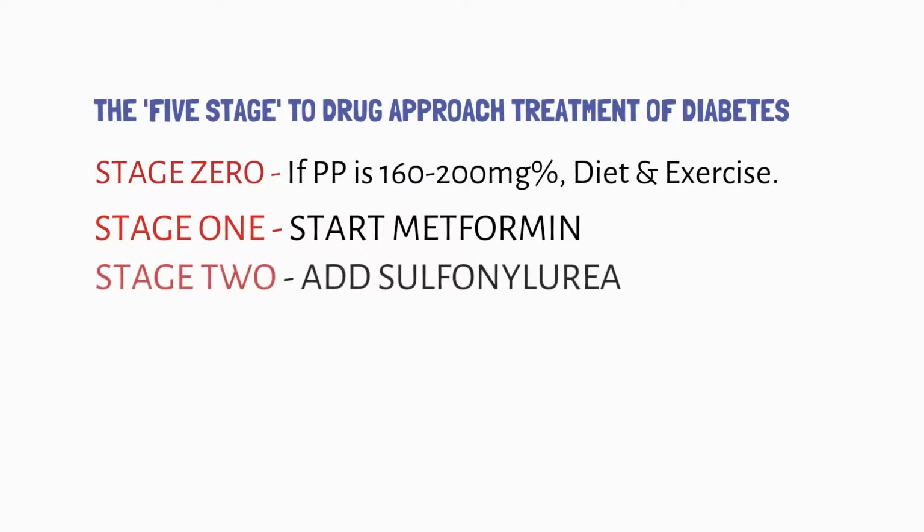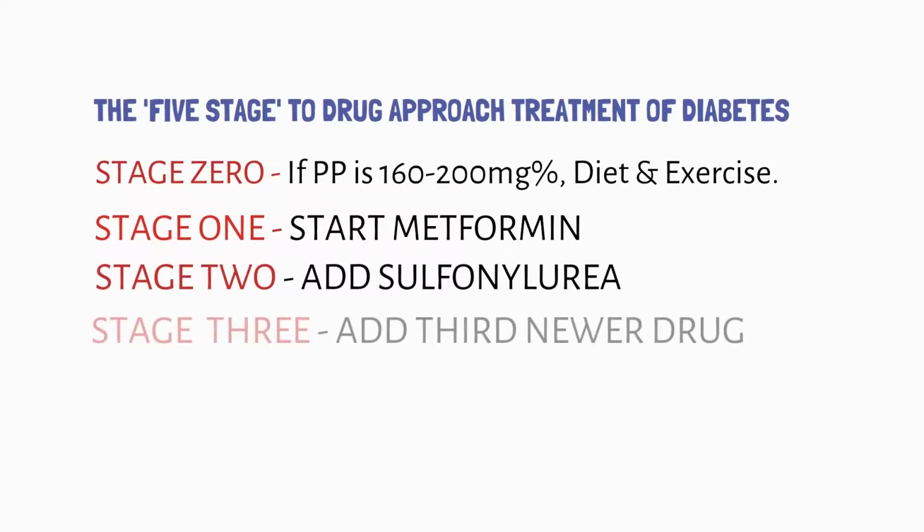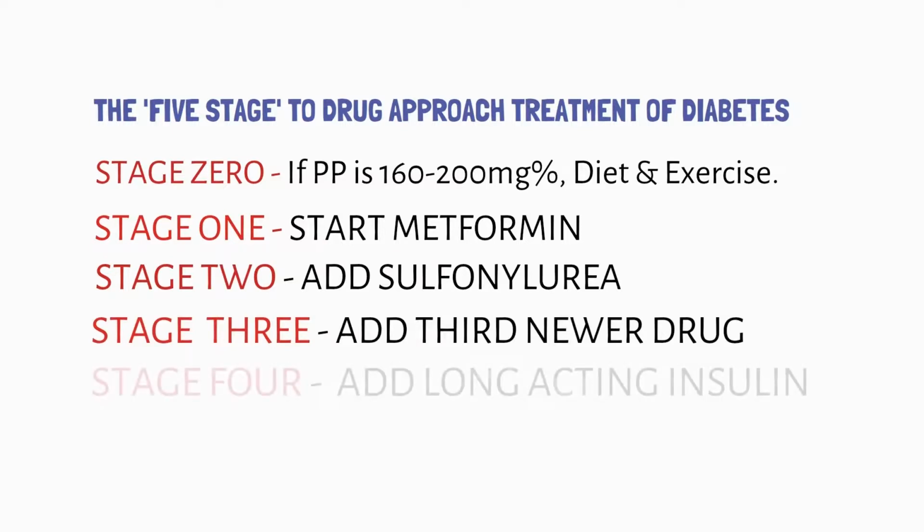Stage 0, if PP is 160 to 200 mg%, then diet and exercise. Stage 1, start metformin. Stage 2, add sulfonylurea. Stage 3, add third newer drug.